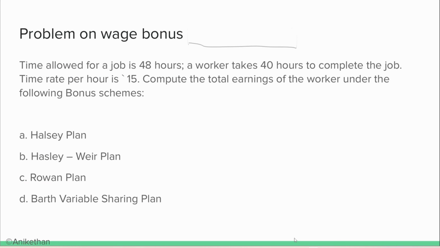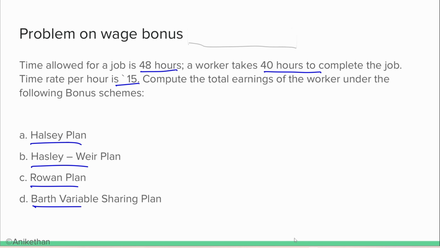Now we will see a problem on bonus plans. Time allowed for a job is 48 hours. So record this data. A worker takes 40 hours to complete the job. Time rate per hour is 15. Compute the total earning of the worker under the following schemes. Simple problem: Halsey, Halsey-Barth, Rowan and Barth variable.